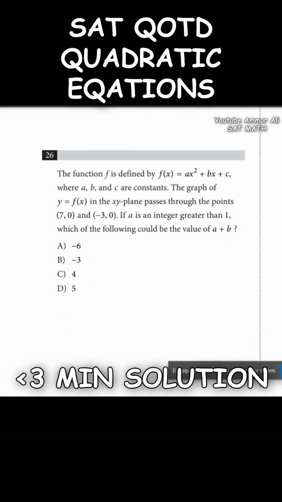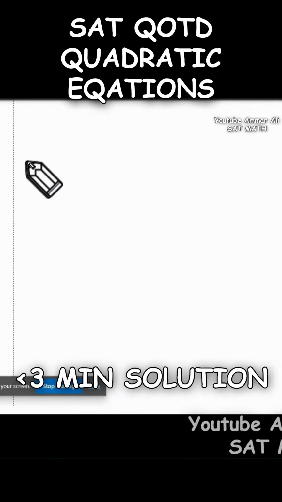So here they are basically giving us the zeros of a quadratic equation, right? These are the two solutions, and they are telling us we need to figure out what a plus b is, given that a is an integer greater than 1. So the way we're going to start this one is we're going to write out what we know.